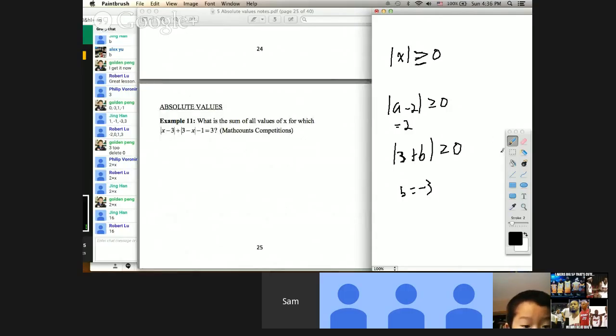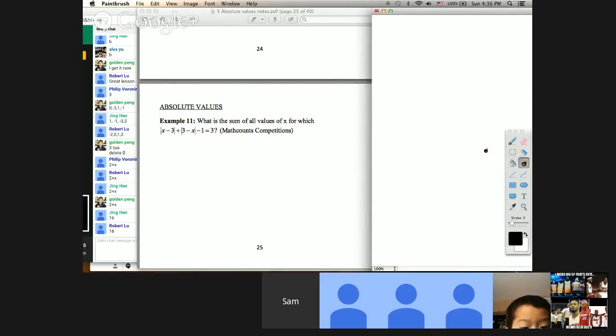Yeah, let's try this one. This is actually from MathCounts. What is the sum of all values of x for which the absolute value of x minus 3 plus the absolute value of 3 minus x minus 1 equals 3?